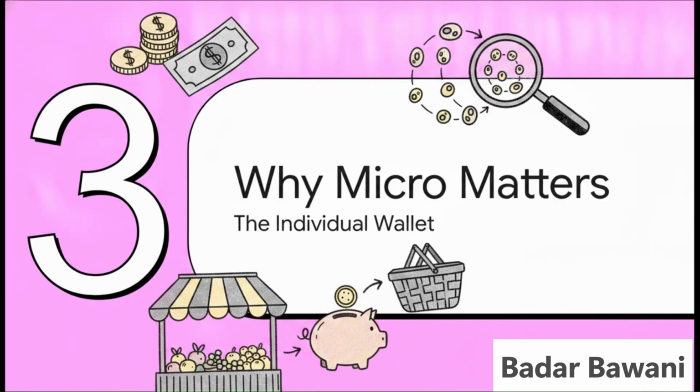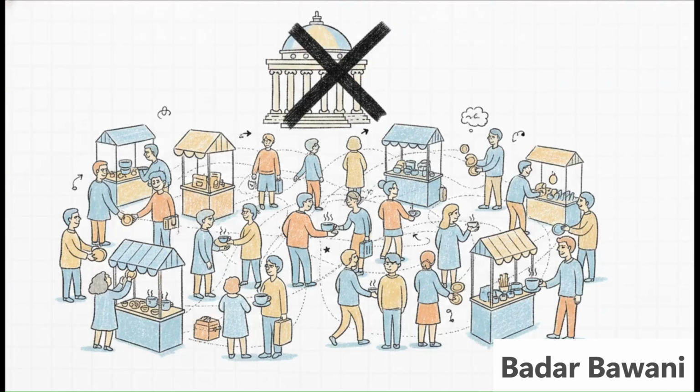Which brings us to Section 3, Why Microeconomics Matters, Understanding the Individual Wallet. Microeconomics has some absolutely incredible practical applications. Primarily, it explains price determination. It literally tells us how the price of your morning coffee or the wages from your job are figured out. But beyond just your wallet, it helps us understand the workings of a free market economy.